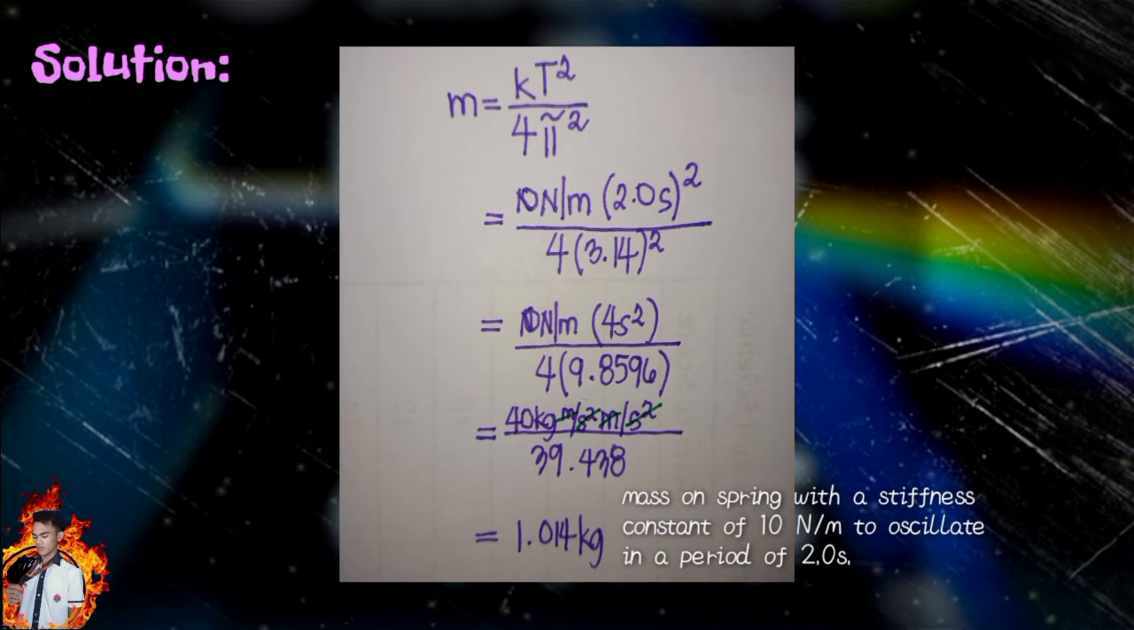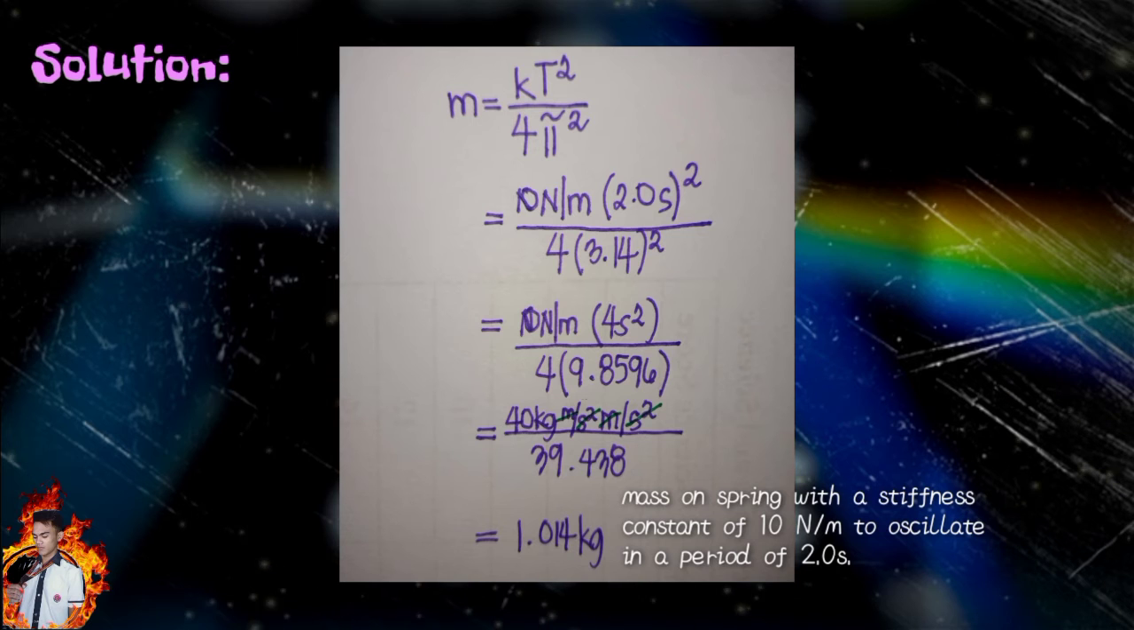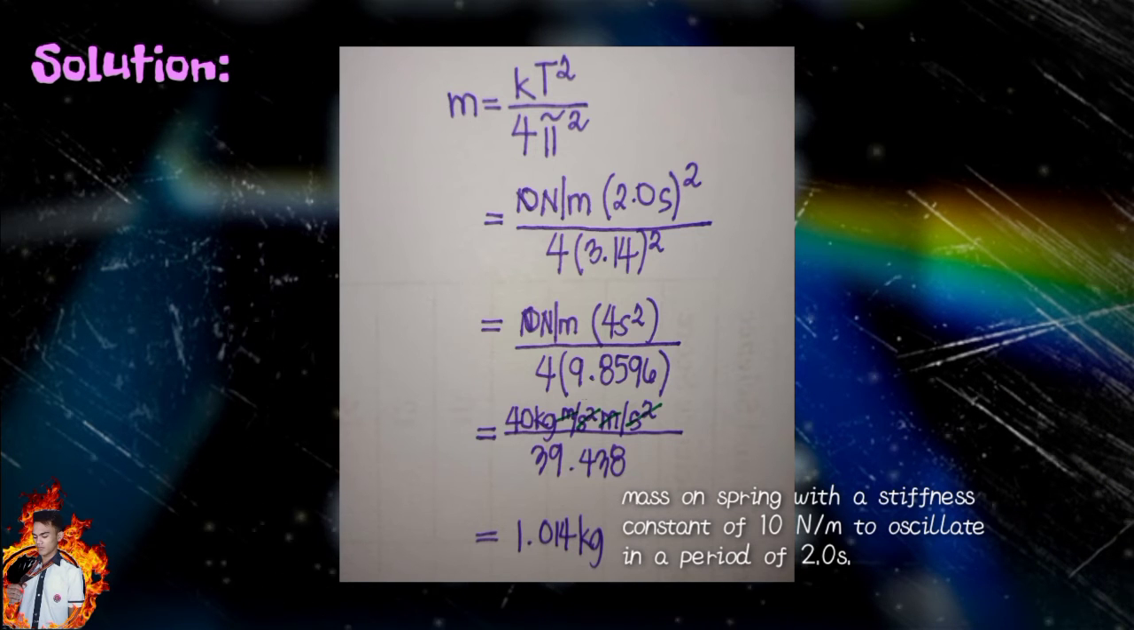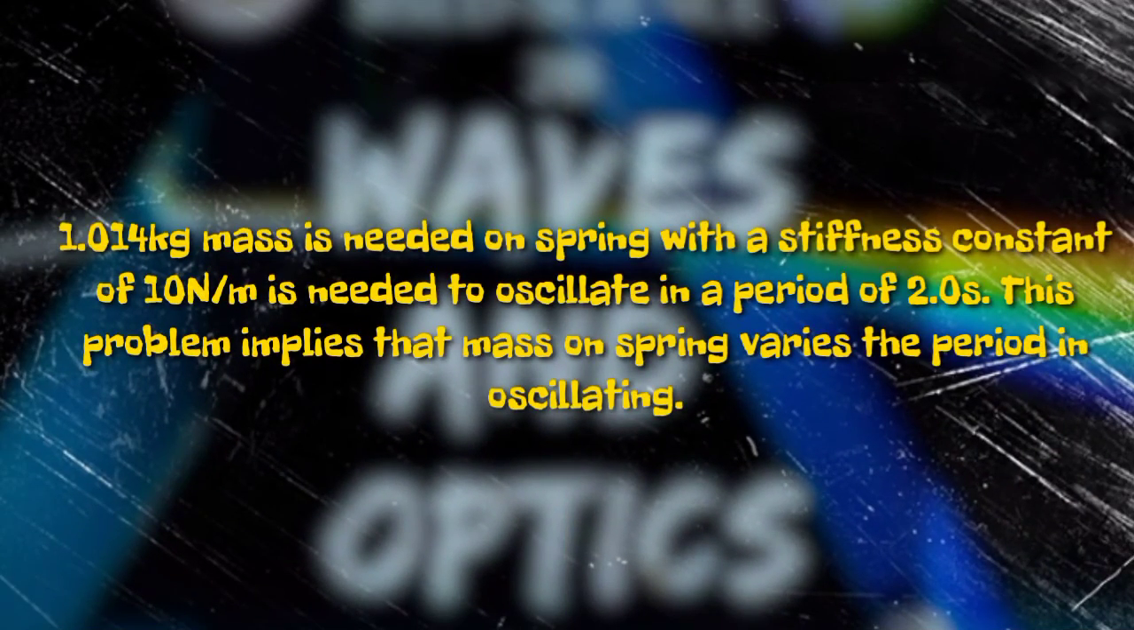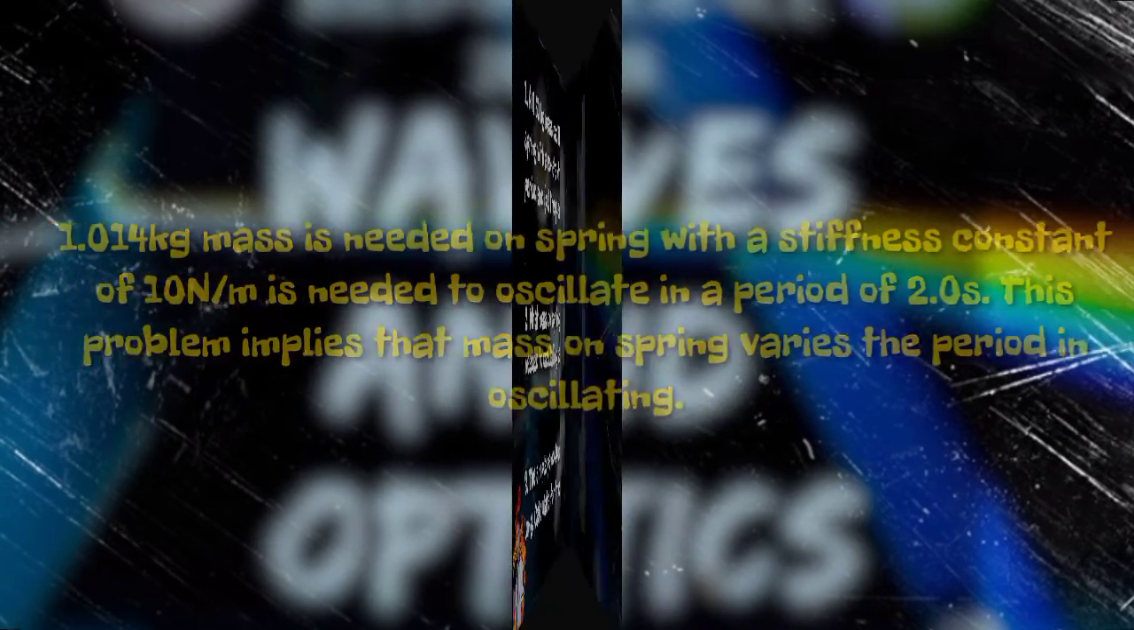This is now the mass on a spring with a stiffness constant of 10 Newton per meter to oscillate in a period of 2.0 seconds. A 1.014 kilogram mass is needed on a spring with a stiffness constant of 10 Newton per meter to oscillate in a period of 2.0 seconds. This problem implies that the mass on a spring varies the period of oscillation.